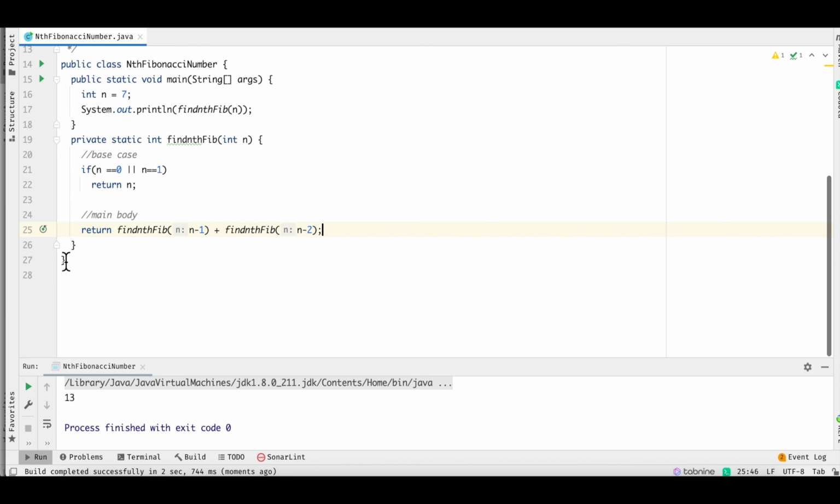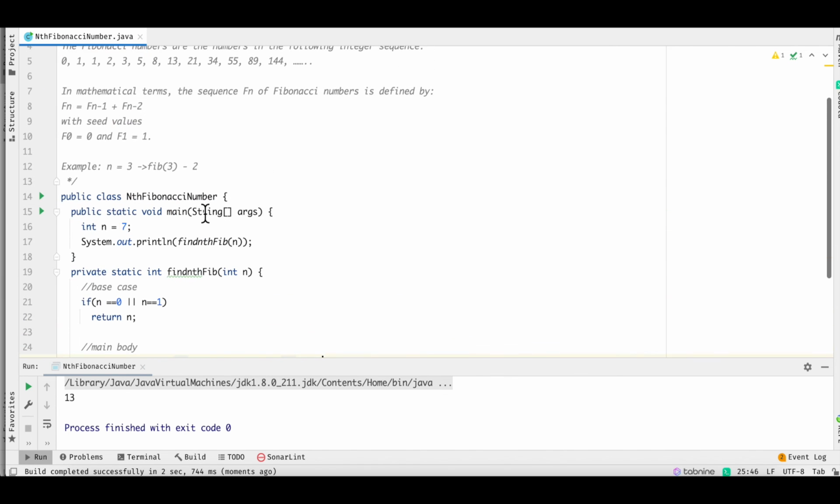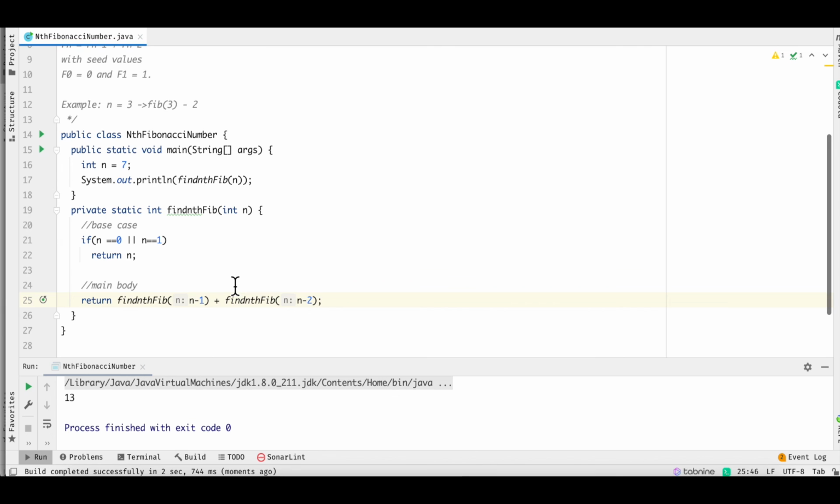And we got it as 13. Okay. So in this way, with just 2 to 3 lines of code, we can find out the nth Fibonacci number and solve this question. So that's all about this question.